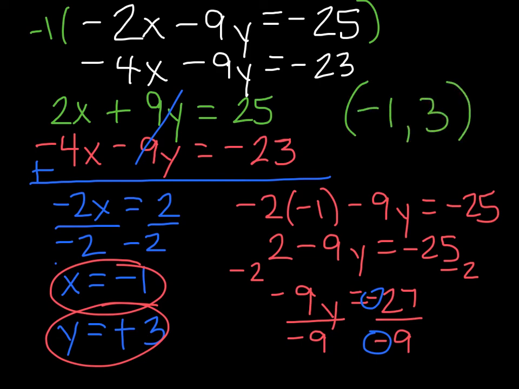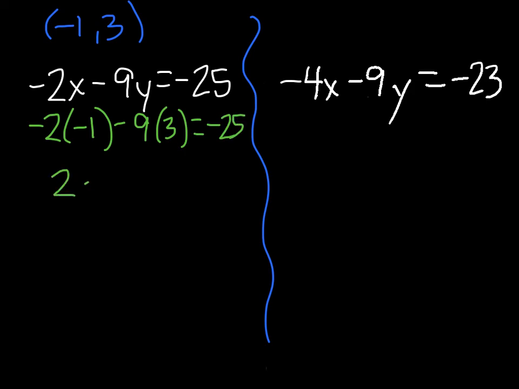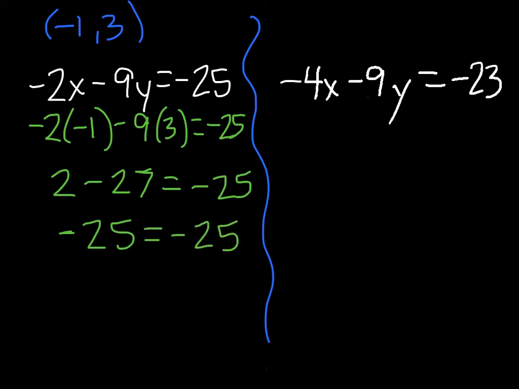Now, am I done yet? No, because you always want to go back and substitute so that you can verify that your answer is correct. Okay, so again, I think that my solution is (-1, 3), so I rewrote both of my equations and I just put them next to each other. So let's test it out. -2 times -1 minus 9 times 3 is -25. So that's 2 minus 27 is -25, and that balances with -25. So yes, the solution worked for this equation.